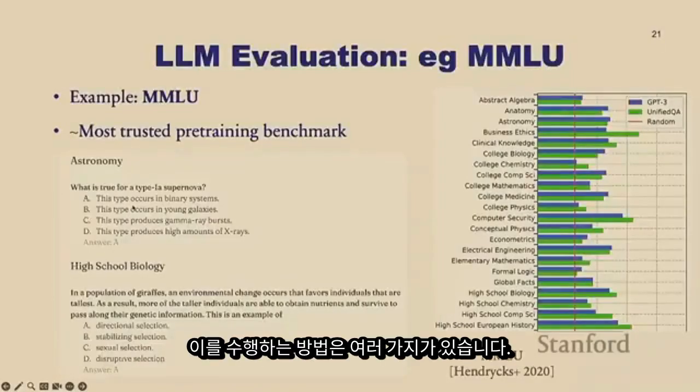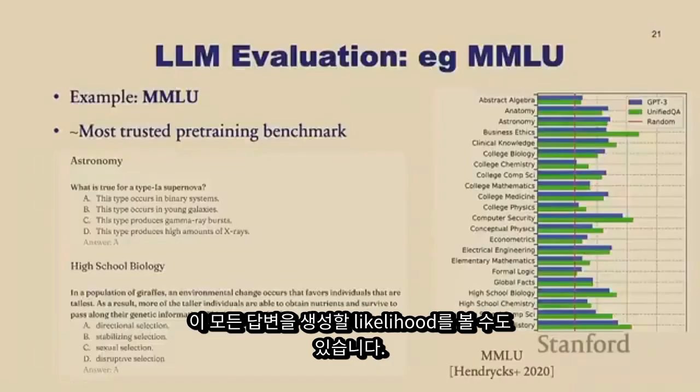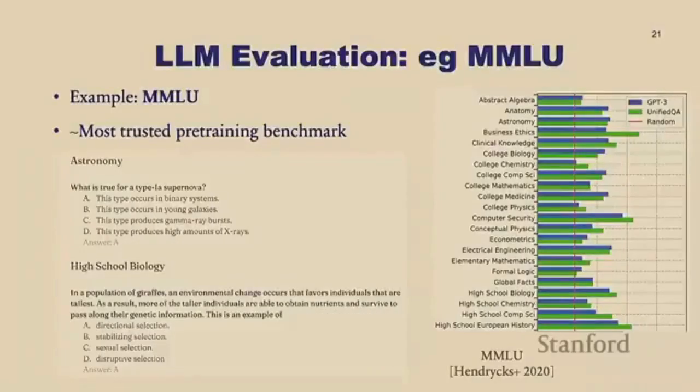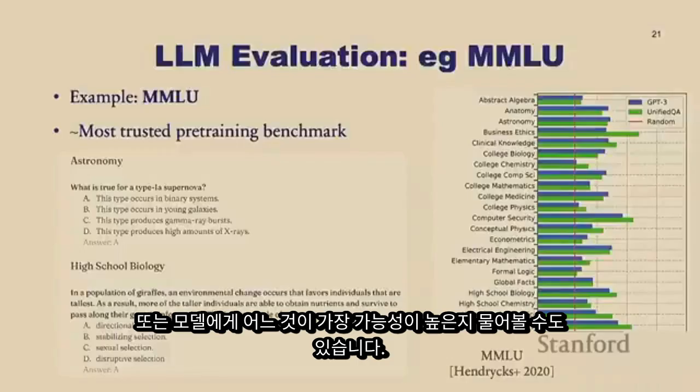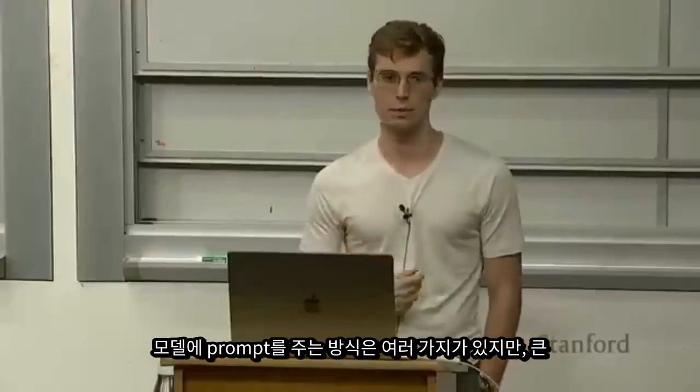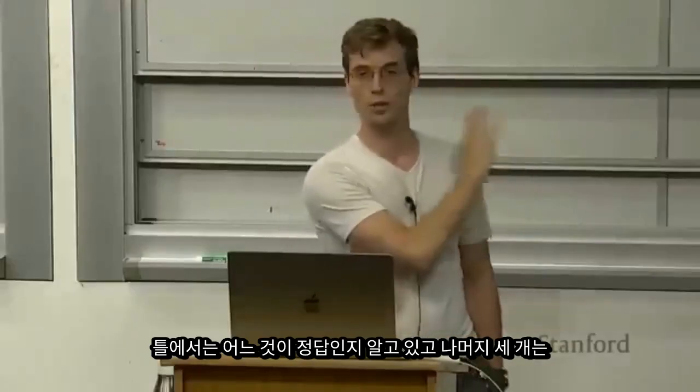There are many different ways of doing it. Either you can look at the likelihood of generating all these answers, or you can ask the model which one is the most likely. So there are different ways that you can prompt the model, but at a high level, you know which one is correct, and there are 3 other mistakes.